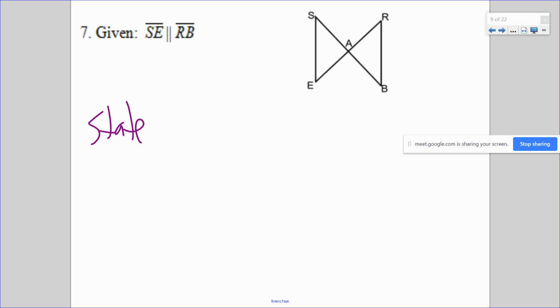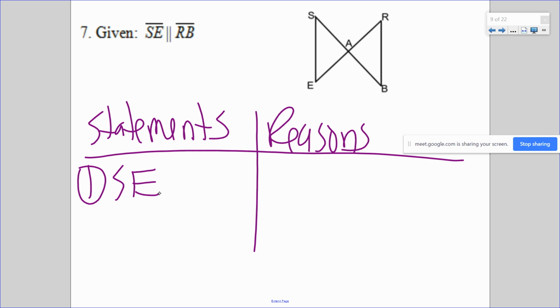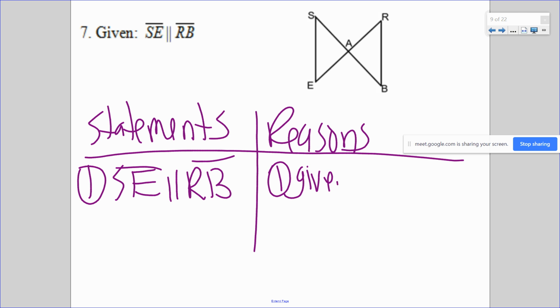Statements, reasons. SE is parallel to RB, given. Now with parallel, I want to extend my parallel lines and then find and extend my transversal. So I have 2 transversals in this example. Let's deal with one at a time.